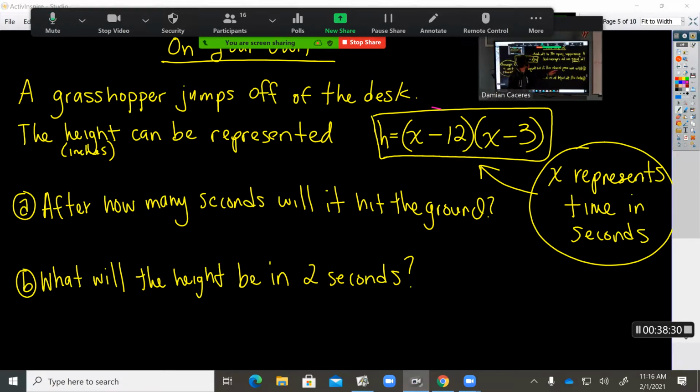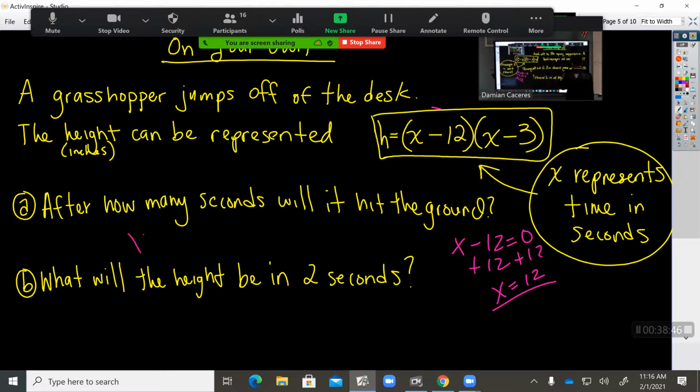Watch. So, after how many seconds will it hit the ground? That means I have to use the zero product property. X minus 12 equals 0. I'm going to add 12 to both sides and get x equals 12. I'm going to do the same thing to x minus 3. So my two answers are going to be x equals 12, x equals 3.